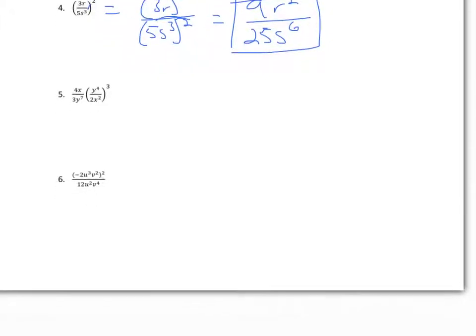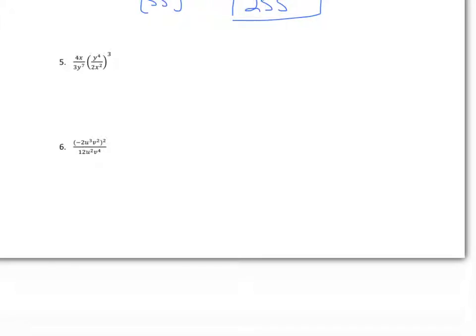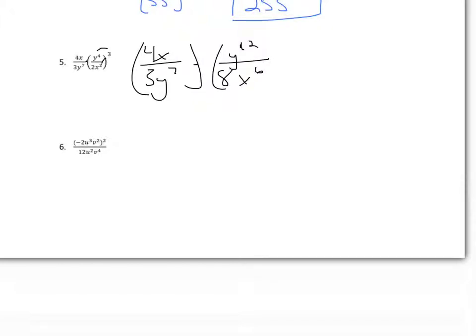All right, number 5. This gets a little bit trickier. Okay, we're just gonna make it more and more intense as we go. So for this one, before you multiply these two monomials together, you have to do the power to a power. Okay, so enact that 3. So we have the 4x over 3y to the 7th times, okay, y to the 4th to the 3rd is y to the 12th, and 2 to the 3rd is 8, and x squared to the 3rd is x to the 6th.